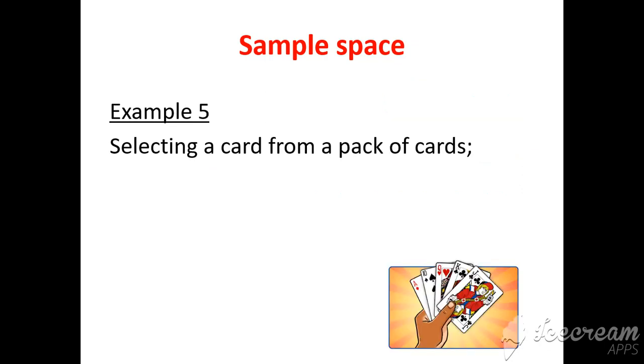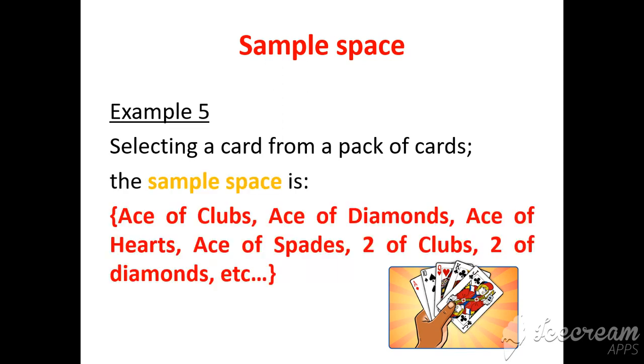Right, example 5. What about selecting a card from a pack of cards? Now, again, when we talk about a pack of cards, we talk about a standard pack of cards that's got 52 cards in it. I know a lot of packs these days have 2 jokers, but we often refer to a standard pack of cards just being the 52. So what is the sample space of selecting a card from a pack of cards? Well, we just need to write down every single card in the deck. Ace of clubs, ace of diamonds, ace of hearts, ace of spades, 2 of clubs, 2 of diamonds, and so on. All the cards, all 52, would be my sample space because those are all the possible outcomes I could select.